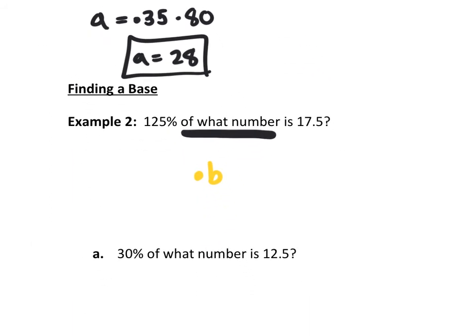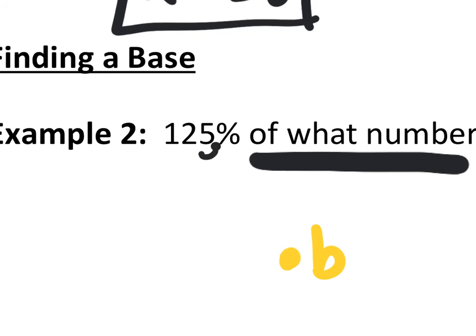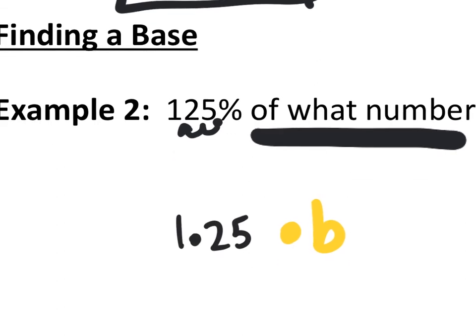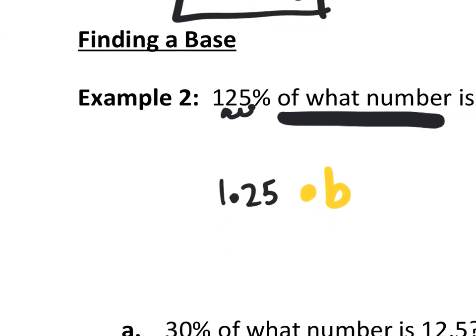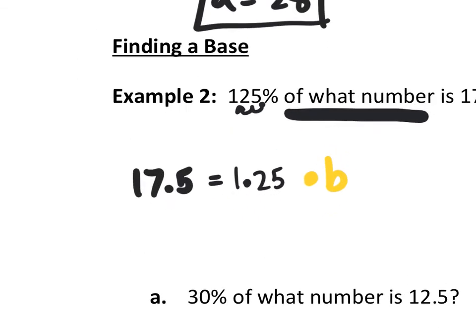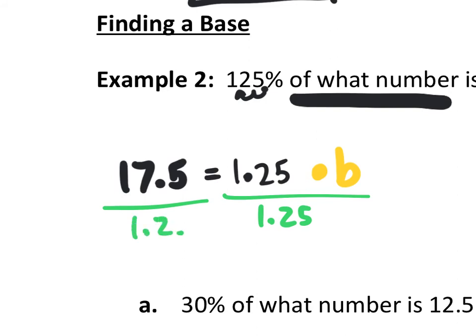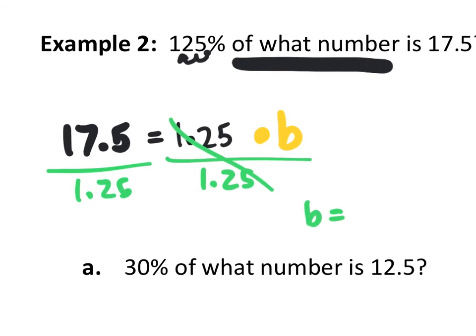And then finally, we're looking for the of what number. So in this case, 125%, when I divide by 100 and move that decimal spot over, we get a value of 1.25, and it says is 17.5. So to solve this one, we will need division again. We'll divide both sides by 1.25, and when we do that, we get a b value of 14.